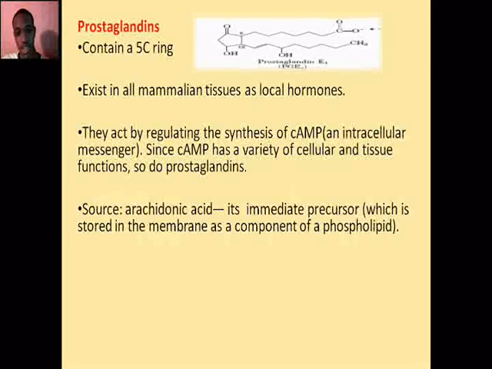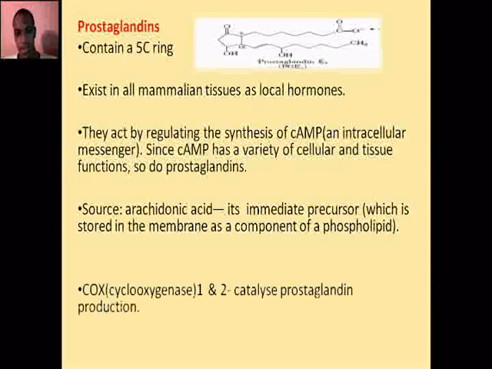The source of prostaglandins is arachidonic acid. That is its immediate precursor. And arachidonic acid is stored in cell membranes as a component of phospholipids. And we will deal with phospholipids in a short while. Now, COX-1 and 2, COX stands for cyclooxygenase. They catalyze prostaglandin production. So that's the basics about prostaglandin, but there are a little more details we're going to know.